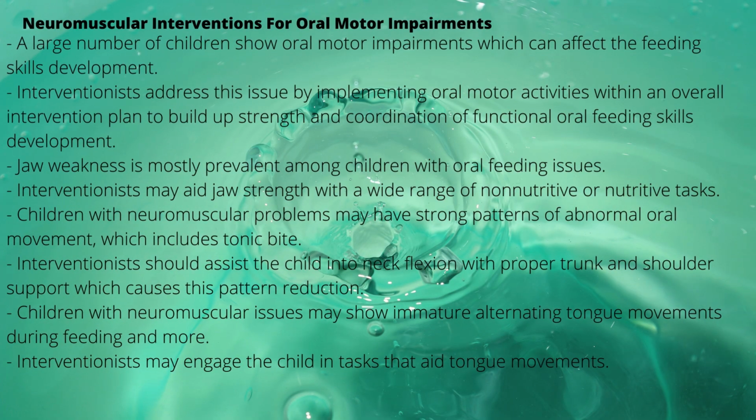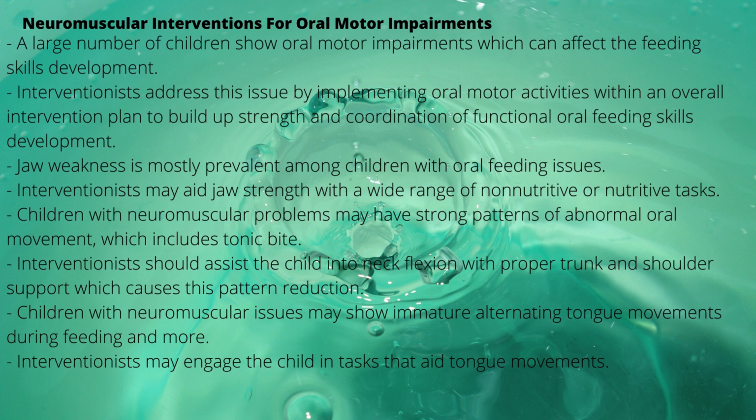Now coming to the neuromuscular interventions for oral motor impairments. A large number of children show oral motor impairment which can affect feeding skills development. Children with these problems also may exhibit oral motor problems when they show delayed transition from a bottle to a cup and more. Interventionists address this issue by implementing oral motor tasks within an overall intervention plan to build up strength and coordination of functional oral feeding skills development.